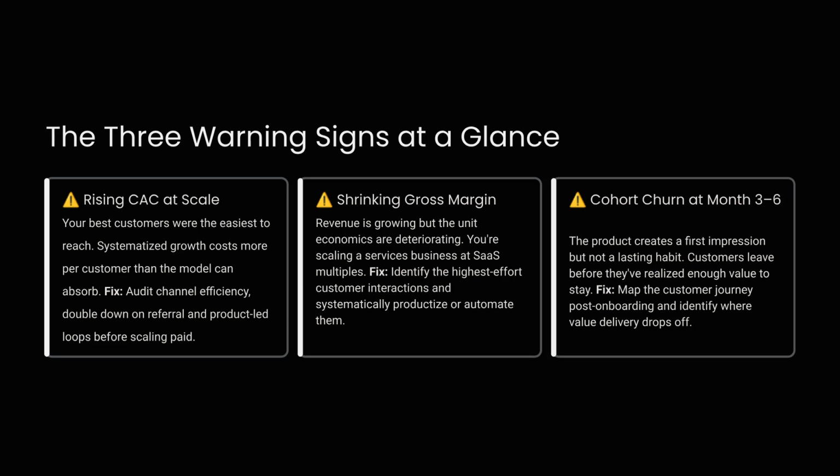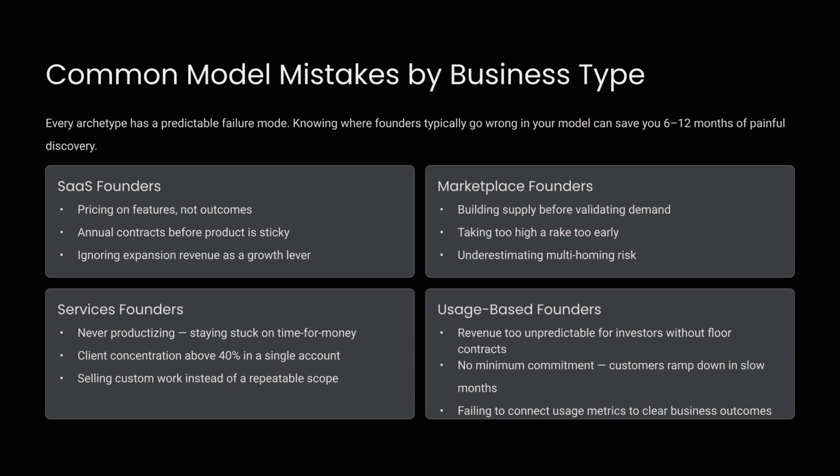Now, let's look at the 3 warning signs of a broken business model at a glance. These are the red flags to watch for as you scale: rising customer acquisition cost, shrinking gross margin, and early cohort churn. Every archetype has predictable failure modes. SaaS founders often fail by pricing on features instead of outcomes. Marketplace founders frequently build supply before validating demand. Services founders may never productize, and usage-based founders risk unpredictable revenue without minimum floor contracts.